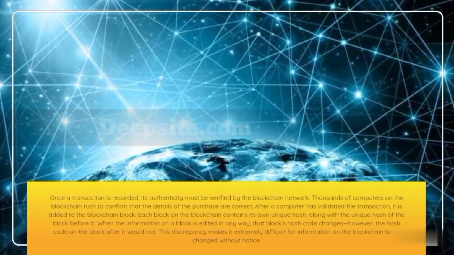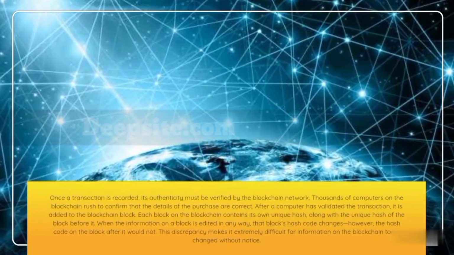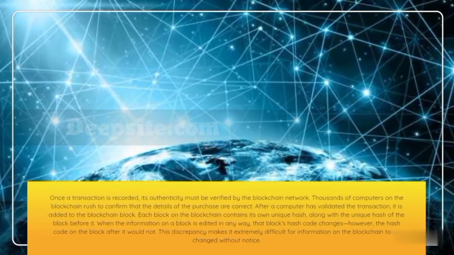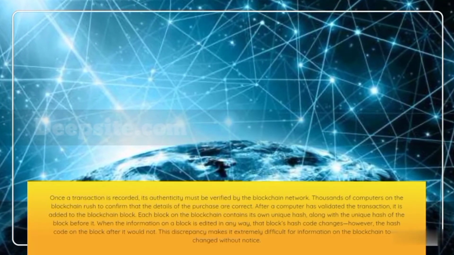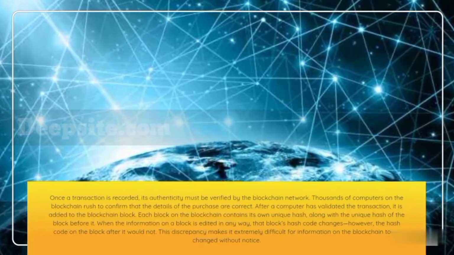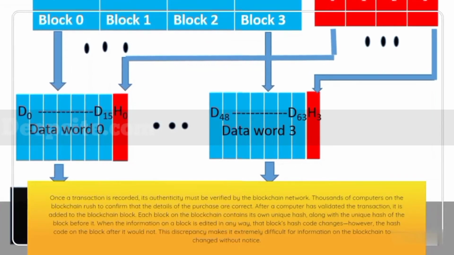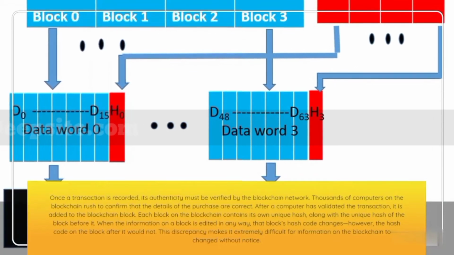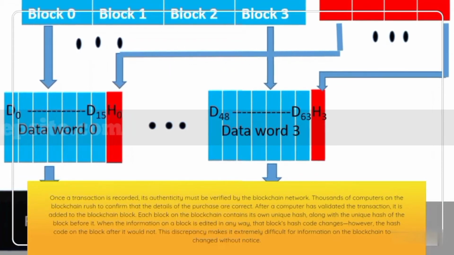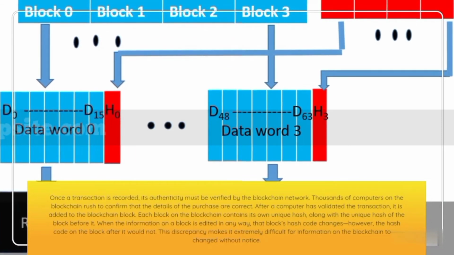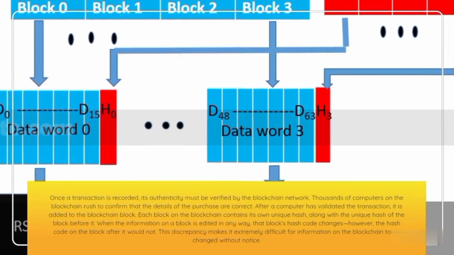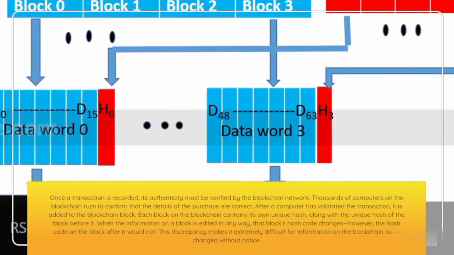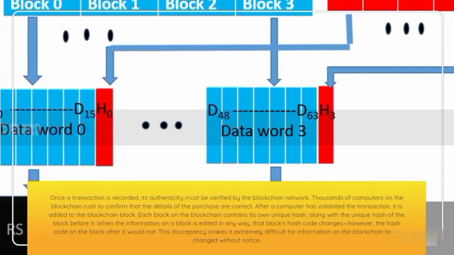Secure transactions. Once a transaction is recorded, its authenticity must be verified by the blockchain network. Thousands of computers on the blockchain rush to confirm that the details of the purchase are correct. After a computer has validated the transaction, it is added to the blockchain block. Each block on the blockchain contains its own unique hash, along with the unique hash of the block before it. When the information on a block is edited in any way, that block's hash code changes, however, the hash code on the block after it would not. This discrepancy makes it extremely difficult for information on the blockchain to be changed without notice.